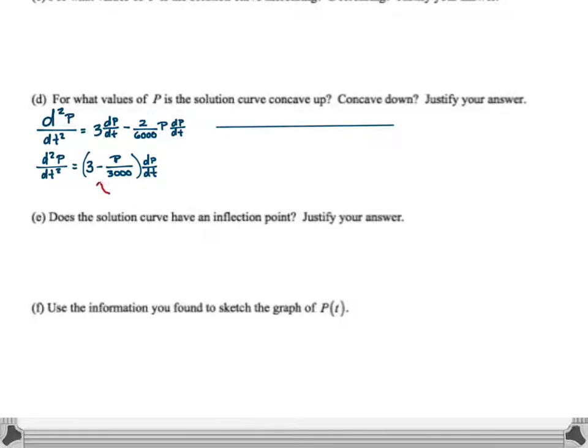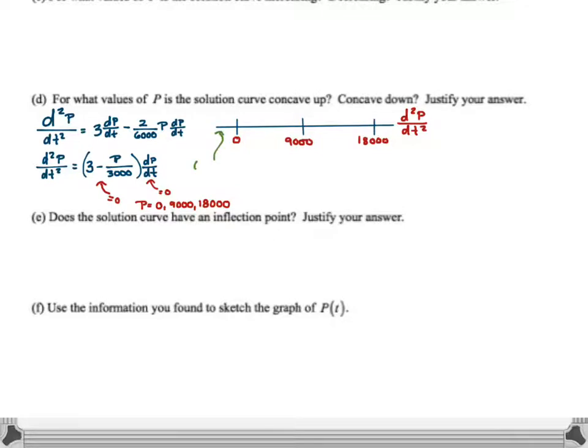I'll do a number line for that. Don't forget to set both of those equal to 0. So p equals 0, 9,000 and 18,000. The 9,000 comes from setting that inside parentheses equal to 0. The 0 and the 18,000 come from where dp/dt equals 0, so that was from the previous problem. So graph those three values on the number line for the second derivative. Don't forget to label your number line.